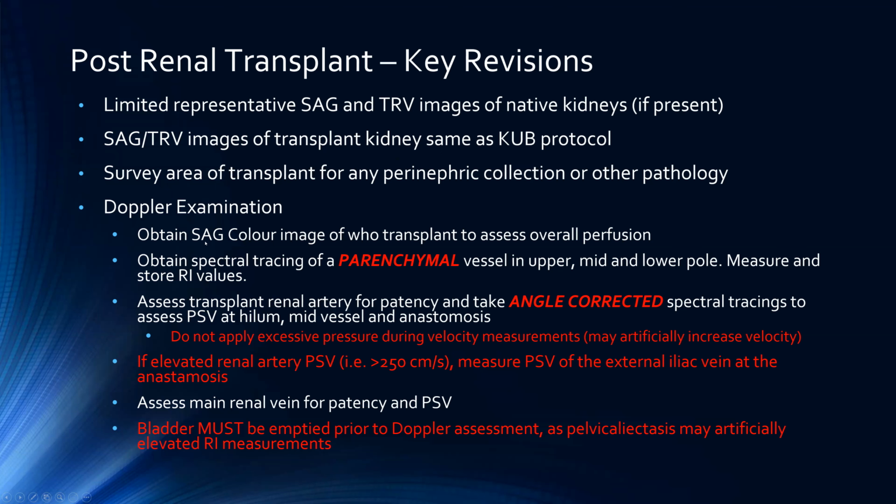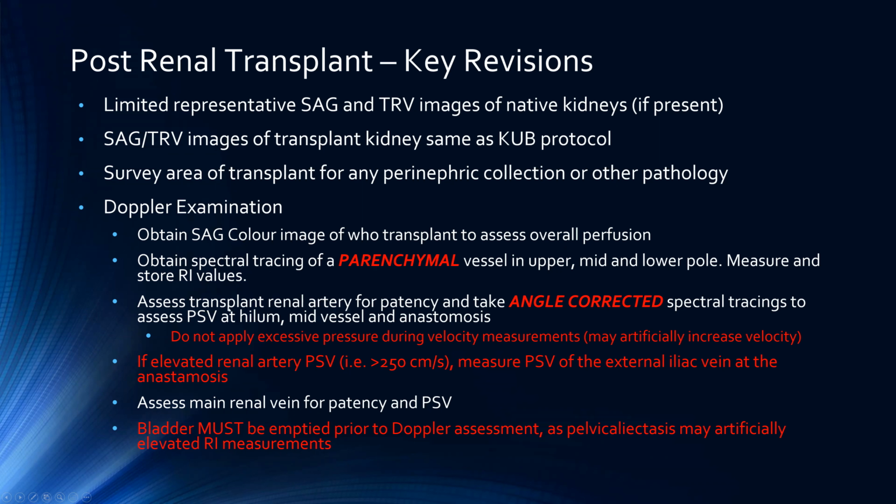For the most part, it's going to constitute the same sagittal color or power Doppler imaging of the mid-sagittal to show the overall perfusion of the transplant kidney, as well as spectral tracings of the parenchymal vessels, one in the upper, mid, and lower pole, for the RI values in those three different areas. Those don't need to be angle corrected. We're looking at a relative measurement, so no need for angle correction in those.